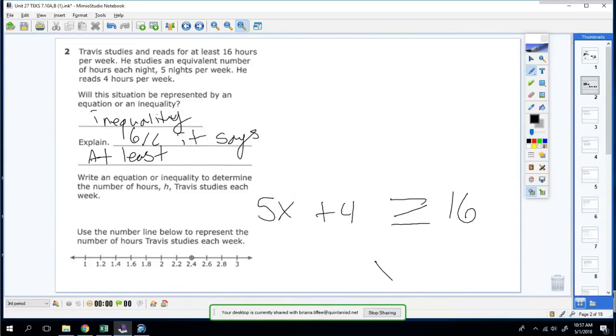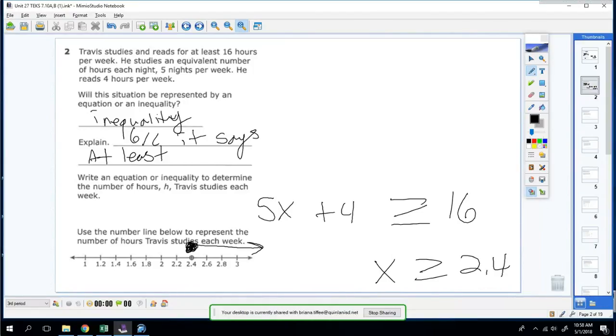When you solve it, you get x is greater than or equal to 2.4. Since it says it's equal to, you're going to put a nice big solid dot above 2.4. And since it's an inequality, you're going to go to the right. The reason you go to the right is because it says it's greater than. So it can be 2.4 or greater. It can be 2.5, 2.6, 2.7, and so on.